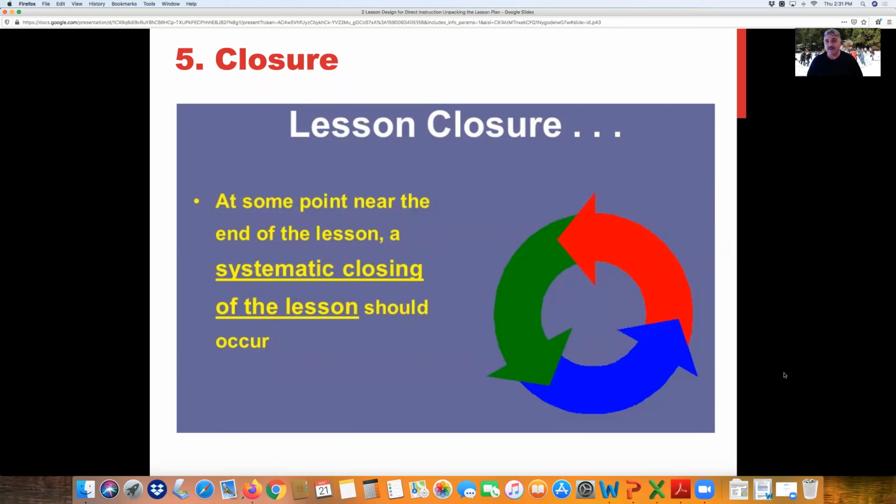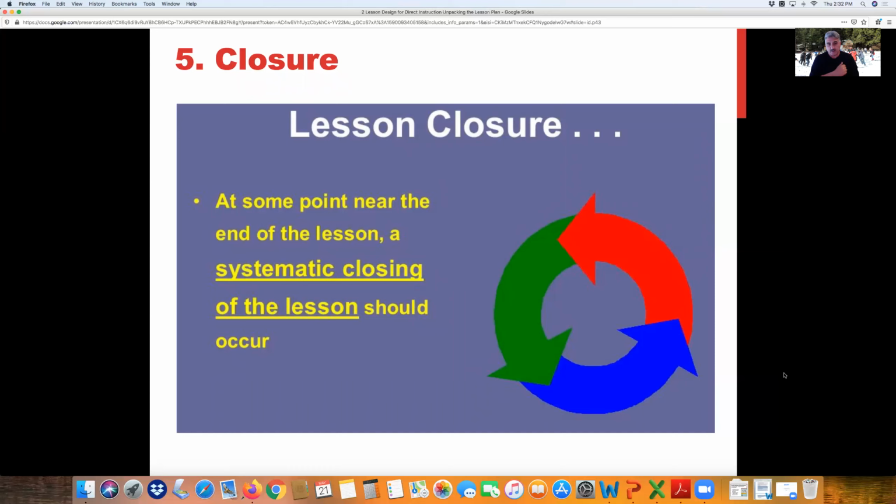And then the very end, the closure of a lesson with the students. At some point near the end of a lesson, a systematic closing of the lesson should occur. You shouldn't just let the lesson go away from you. It should be something systematic. It should be something clearly where you're summarizing or recapping the learning that's gone on.